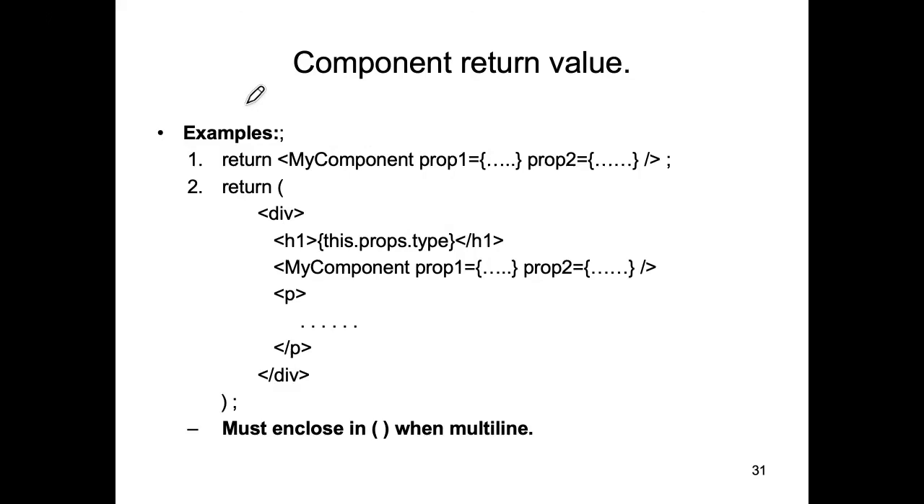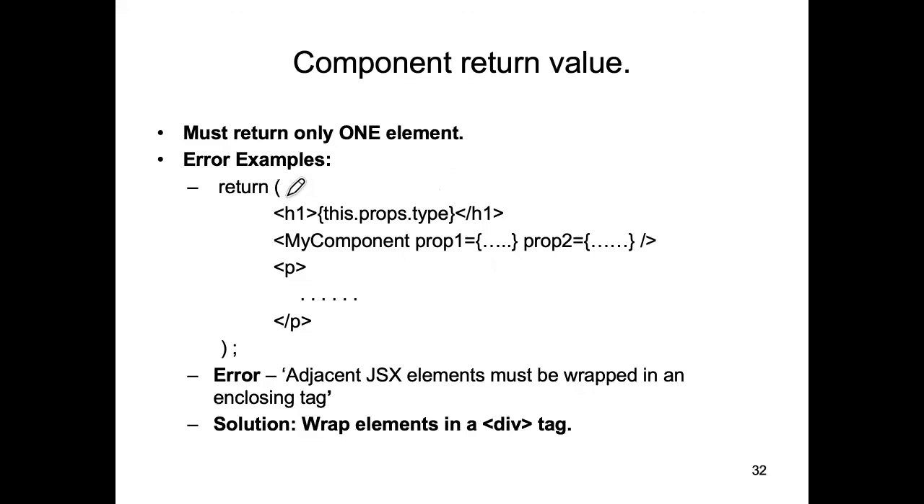So we know at this stage that a component function returns JSX. The JSX that it returns could be as simple as this, where it returns actually another component as its return value, or it could be a little bit more involved like this here. When the return is multi-line, which this is, then you have to wrap the multi-line statement in parentheses. Otherwise, the transpiler gets kind of confused. The return has to be a single element.